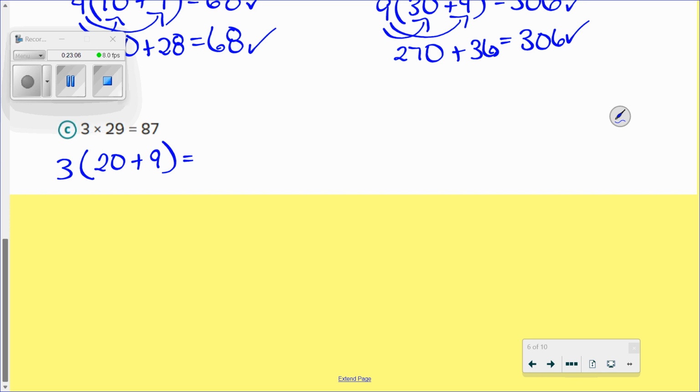And that should equal 87. So let's check. What's 3 times 20? 60 plus, what's 3 times 9? Does 60 plus 27 equal 87? Then we are good. Does everybody see how breaking it up into those smaller pieces helps you multiply it faster? Good job.